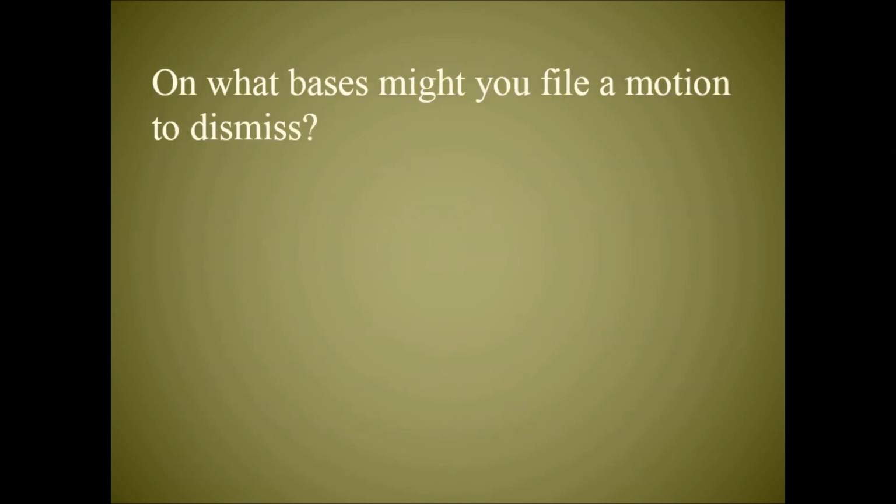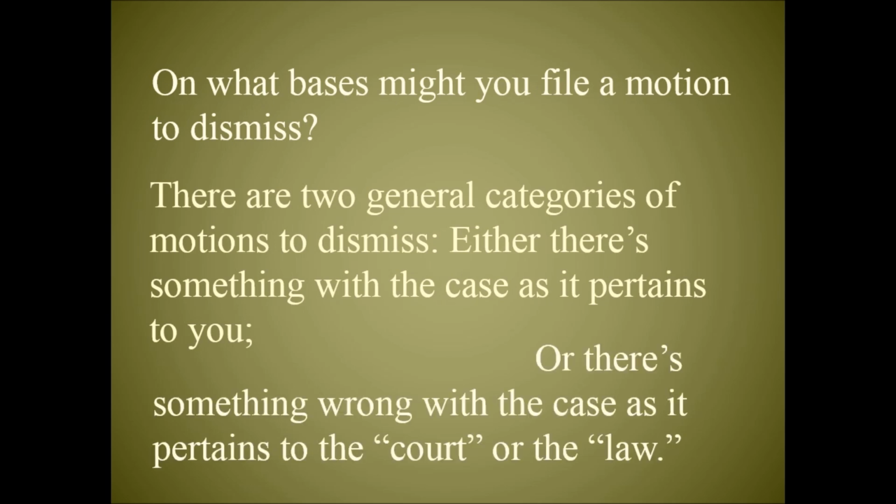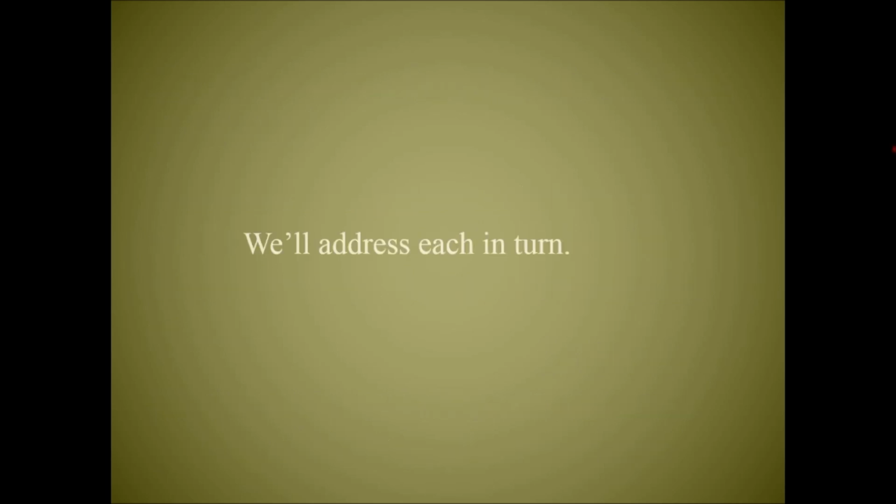On what basis might you file a motion to dismiss? There are two general categories of motions to dismiss. Either there's something wrong with the case as it pertains to you, and in general these motions have to be brought before you file an answer, or there's something wrong with the case as it pertains to the court or the law in general. We'll address each one in turn.